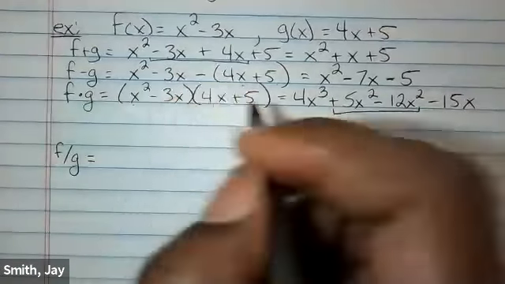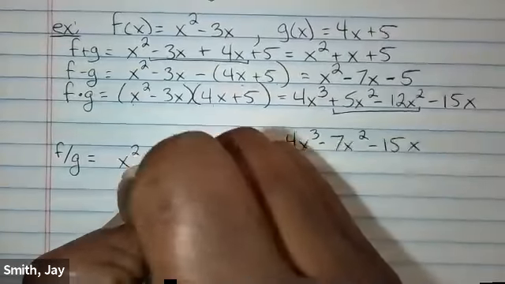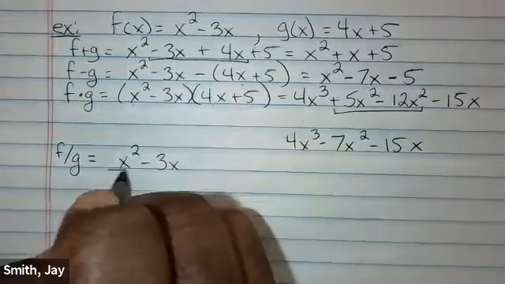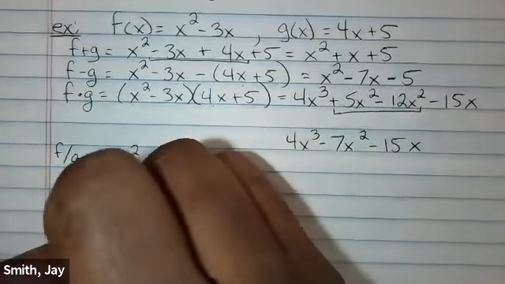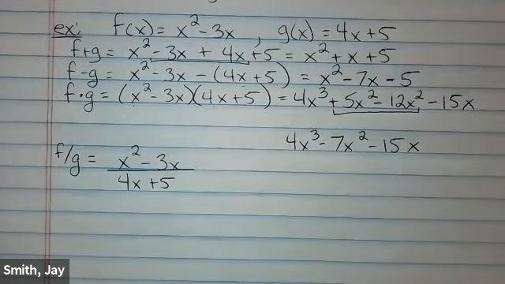By definition, it is just f of x divided by g of x. So we're going to have f of x, or x squared minus 3x, divided by g of x, which is 4x plus 5. Now, here this is actually written in the simplest form. The only thing that we can actually do is try to factor it.